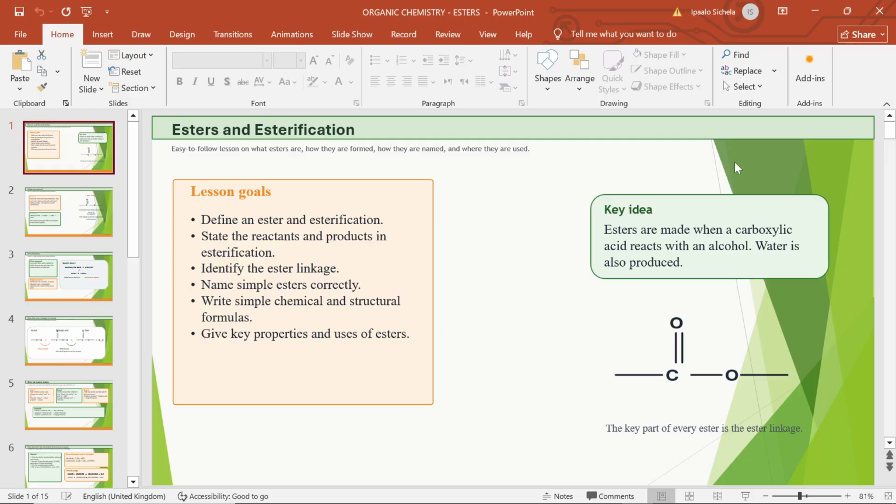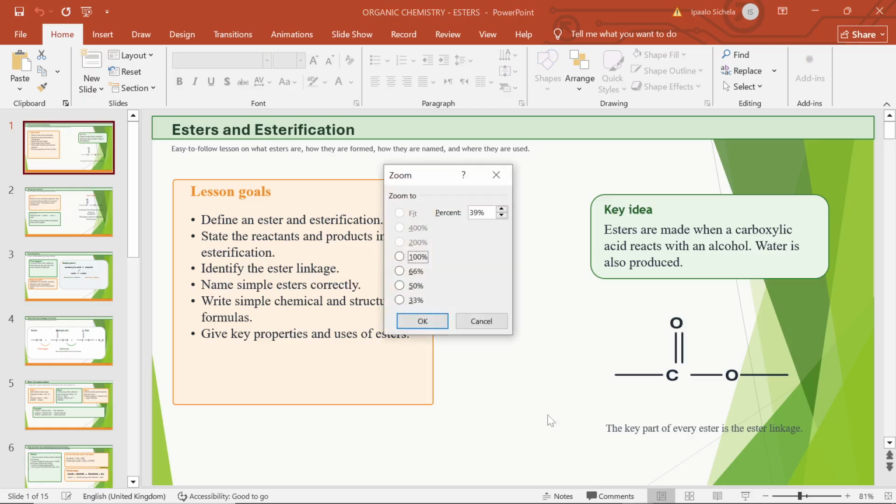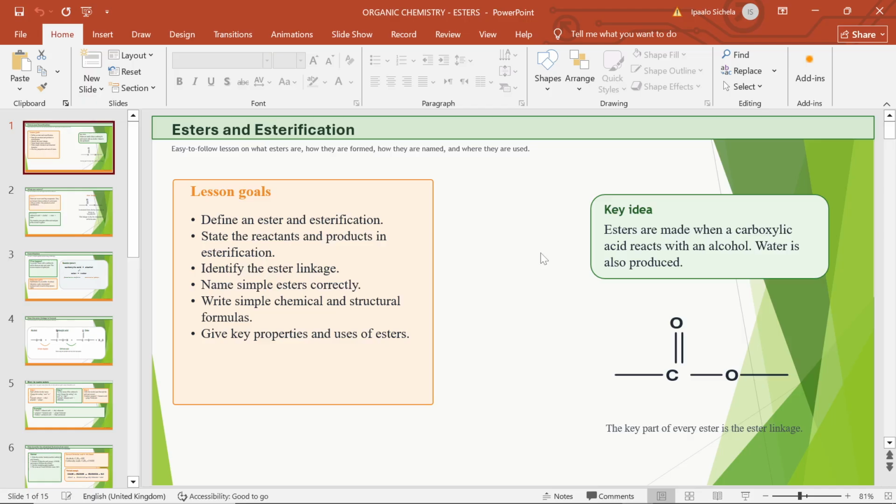By the end of this video, we will achieve the following goals. We will learn how to define an ester. We will learn how to define esterification. We'll learn how to state the products and reactants in esterification. We'll learn how to identify the ester linkage, name the simple esters correctly. We will also learn the chemical and structural formulas of esters, as well as the key properties and uses of esters. So let's dive in.